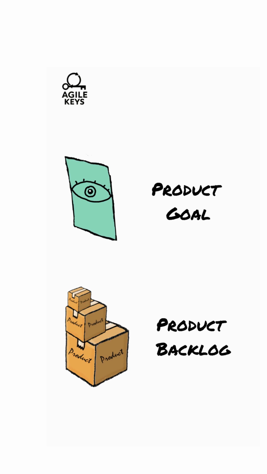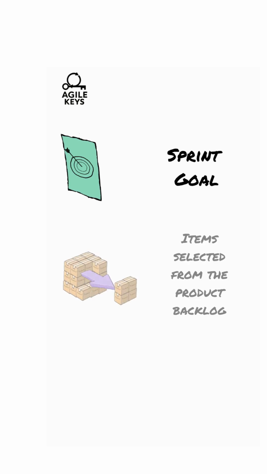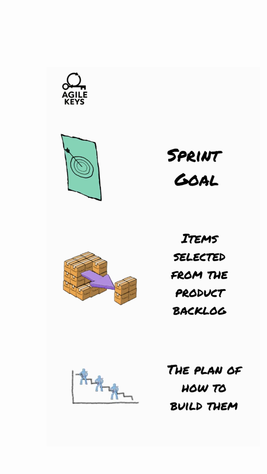It is an ordered, emergent list. In sprint planning, a sprint goal is decided, a description of the value to be constructed in the sprint. The sprint goal is also part of its own artifact, the sprint backlog, which consists of the sprint goal, items selected from the product backlog to satisfy that sprint goal, and a plan of how to build them over the sprint.